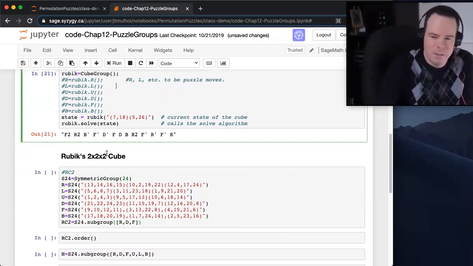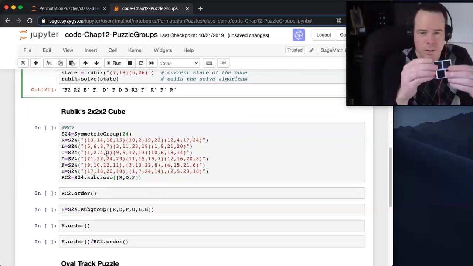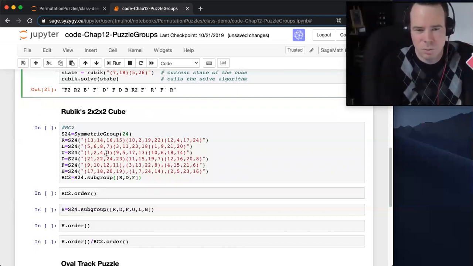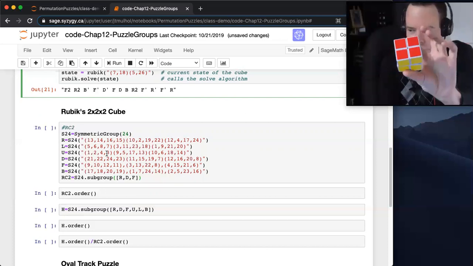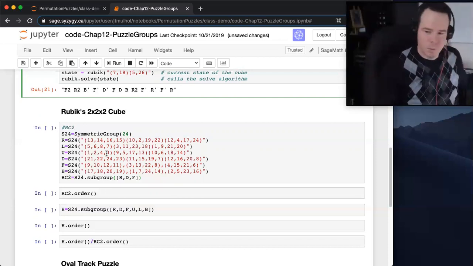Okay, so what's next? Let's go to the 2x2x2 Rubik's Cube. That's this little guy here. There are no centerpieces. It's basically the original Rubik's Cube with only corner pieces. We could do the same thing. We could throw it into Sage.